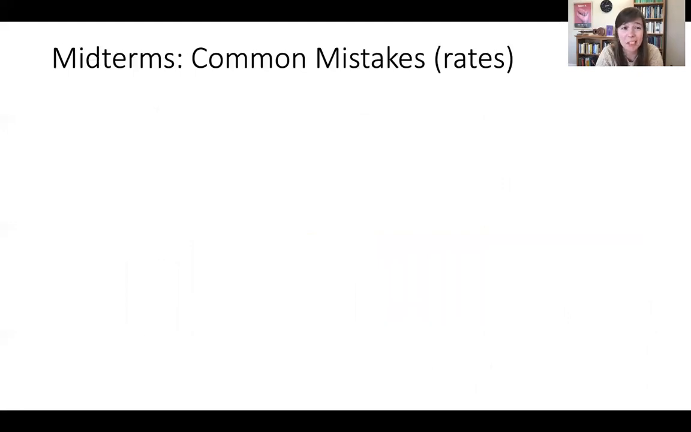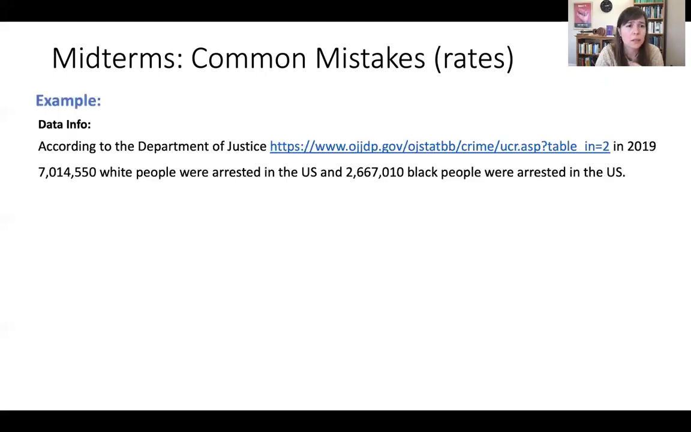Okay, here's another super common mistake on both topics, and it has to do with rates. And this is, once again, about understanding your data and what it's actually telling you. But let's look at an example. So here's a good example of a data info. This gets full points. It says, according to the Department of Justice, which is a great source for data if you're doing race and criminal justice, here's a link.